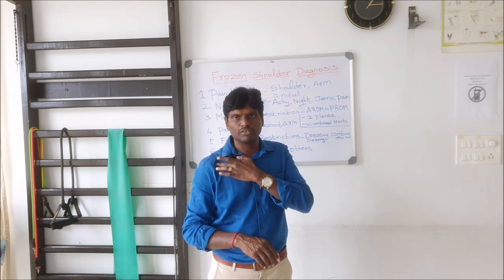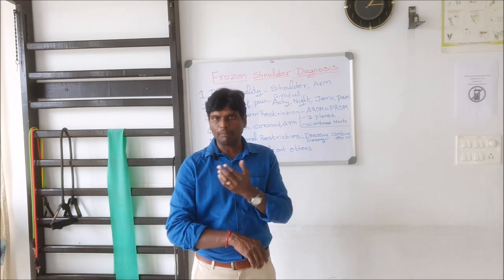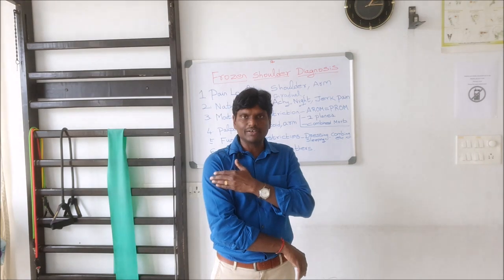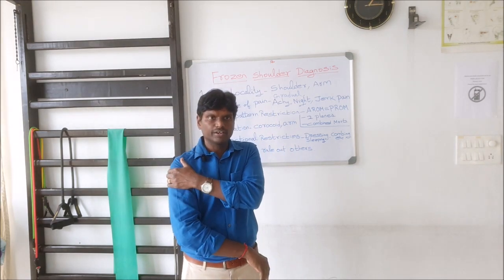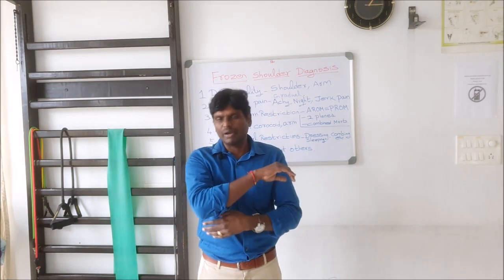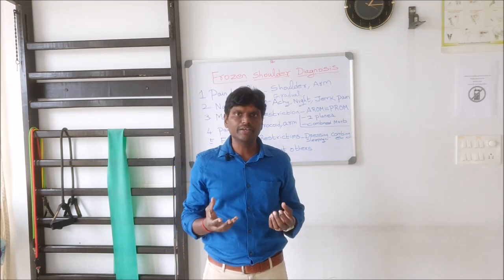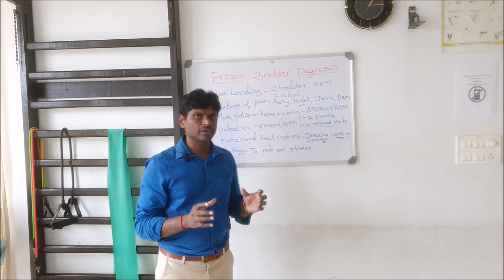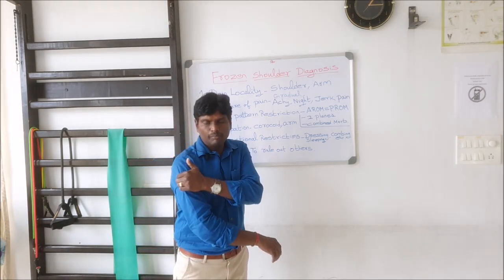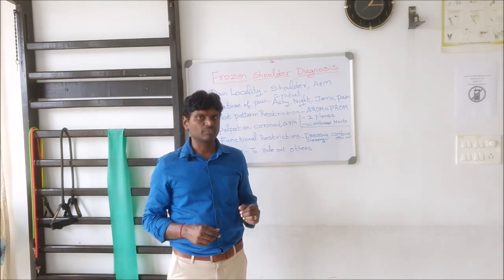So on touch, the coracoid process will be painful. Apart from that, you can palpate the deltoid, anterior deltoid, mid deltoid, posterior deltoid, or your infraspinatus, teres minor. So these are some of the muscles which may develop secondary pain due to the frozen shoulder. So palpation wise, coracoid process pain and arm pain can be confirmative of frozen shoulder.